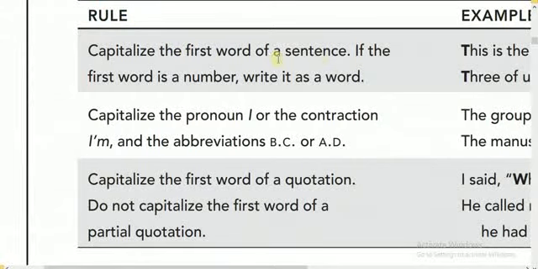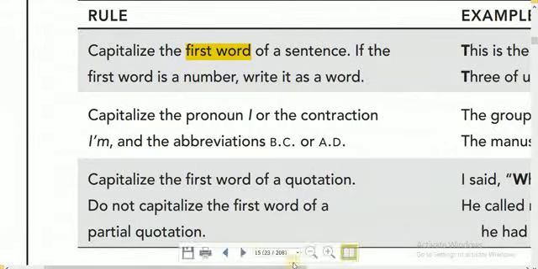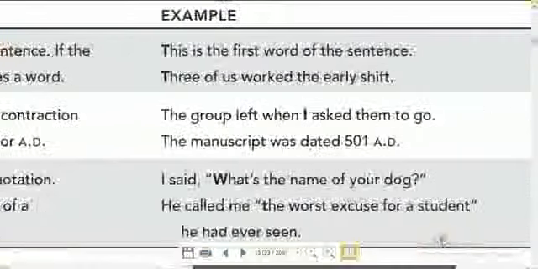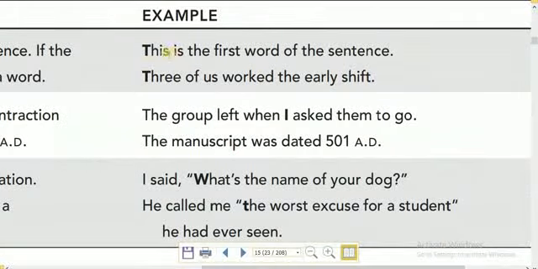Capitalize the first word of a sentence. We capitalize the first word of a sentence. If the first word is a number, write it as a word. This is a rule. Example. The example of the rule is just like this.